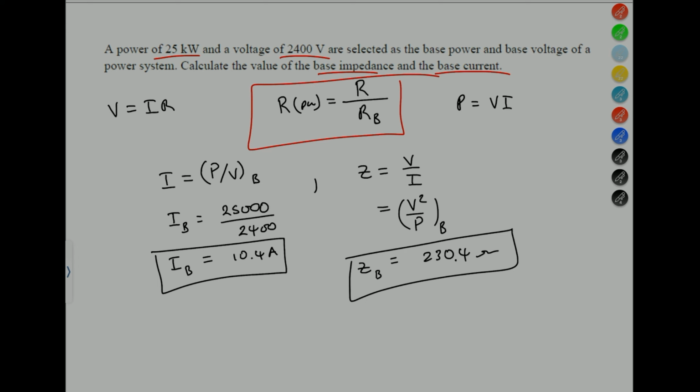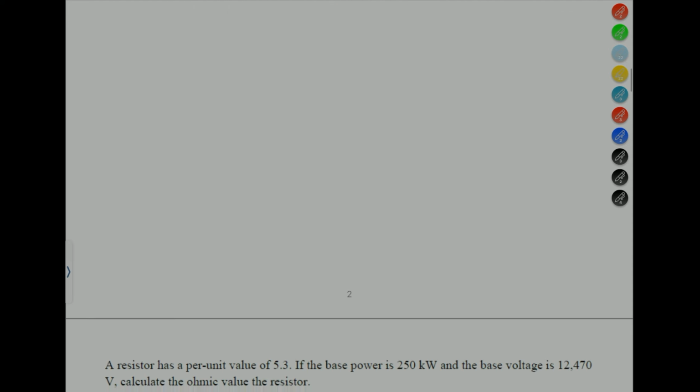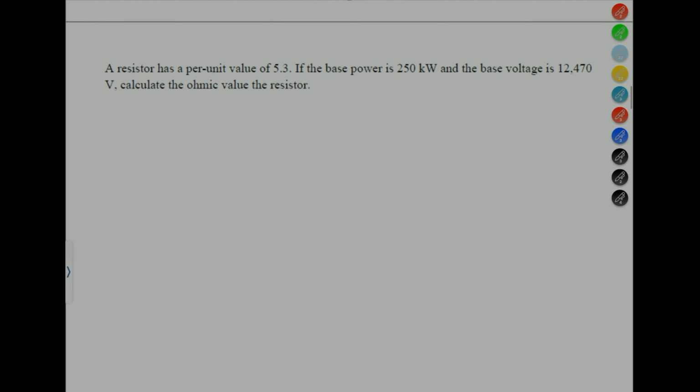Well, that was a quick one, so let's do another one. Here is another problem. We just went over that the per unit value is equal to the ohmic value of the resistor divided by some base that we want to compare the ohmic value to.